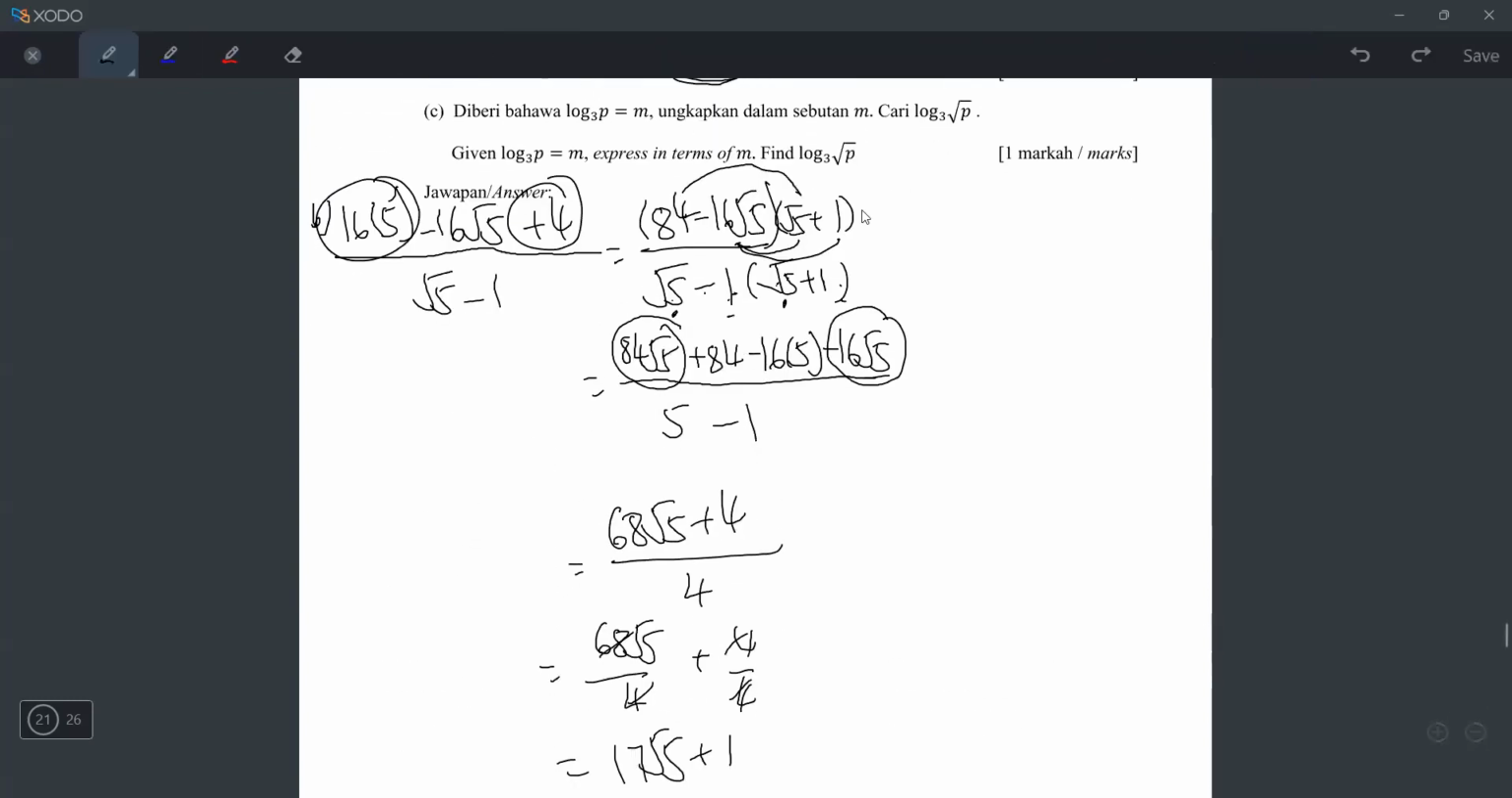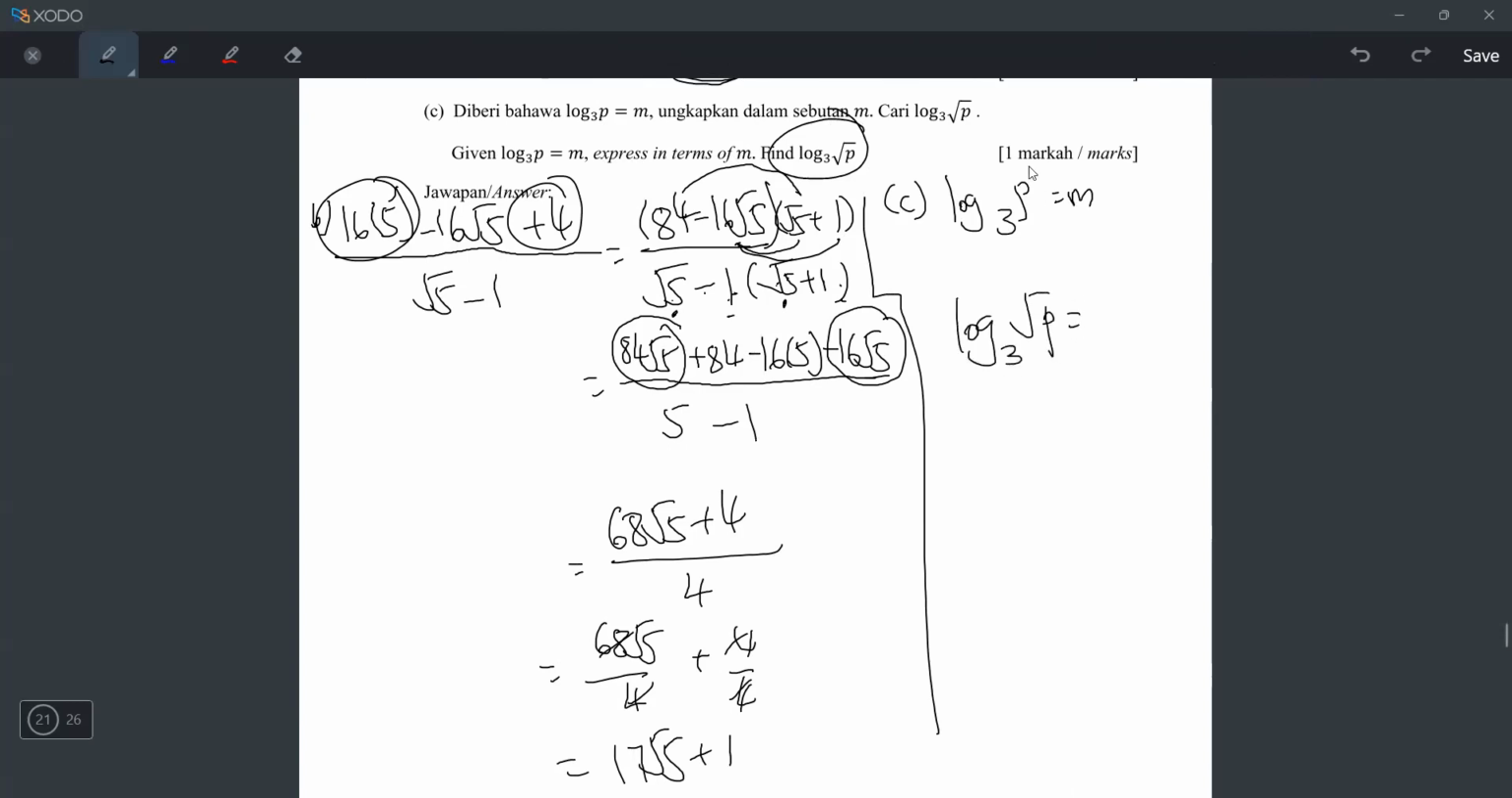Okay, for my last question, C, they say what? Given log P base 3 equals M, okay? And then express in terms of M log square root P base 3. Okay, this is very easy. So what I have to do is I have to try my best to change this to log P base 3 or log 3 base 3, because log 3 base 3 is 1.